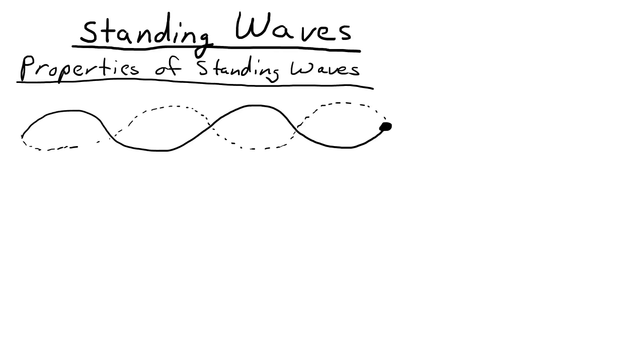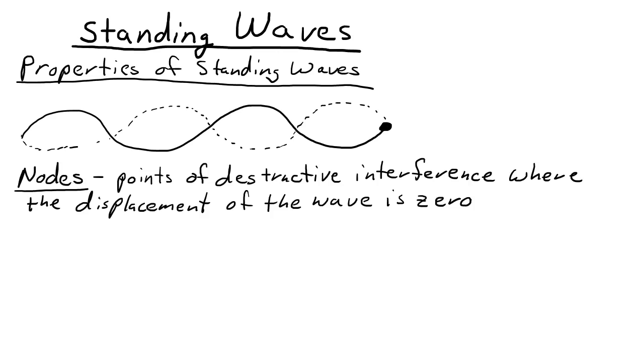One of the properties of a standing wave, or one of the points of a standing wave that's important to know about, are called nodes. Nodes are points where destructive interference causes the displacement of the wave to be zero. You can see nodes formed in the wave above at the very end, here, here, here, and here. It's important to note that the distance between two nodes is half a wavelength.